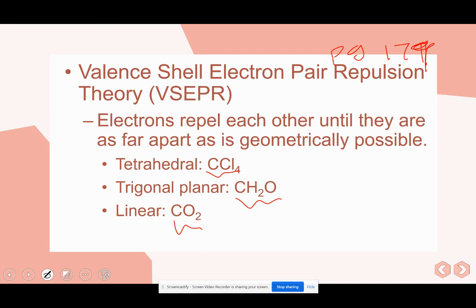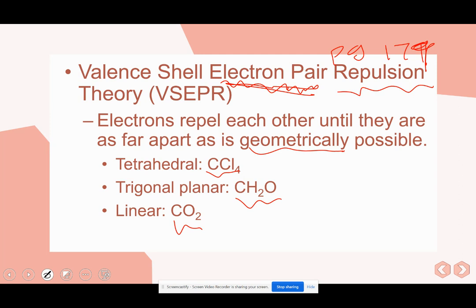Electrons have a negative charge. What do like charges do? They repel, hence the repulsion. We're talking about electrons, and specifically electron pairs, that could be a bond or it could be a lone pair, repelling each other. This is going to determine the shape of your molecule. Because electrons are going to repel each other as far away as geometrically possible, there are going to be very specific shapes based on this.